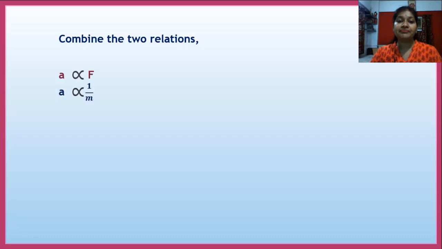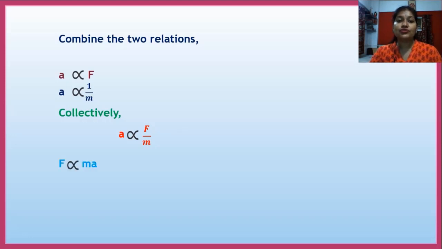Okay, so now we have got both the relationships. Combine both of them. So I can write a is proportional to F, but inversely proportional to mass. In science, children, when we have this proportionality sign, this proportionality sign is removed, and we get an equal to sign. So before that, we will cross multiply here.